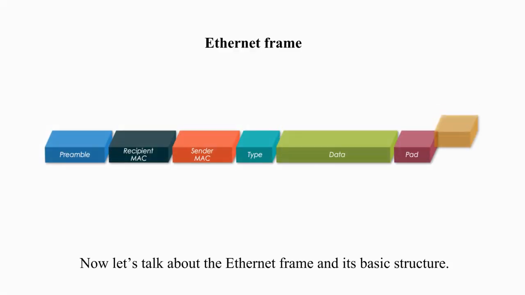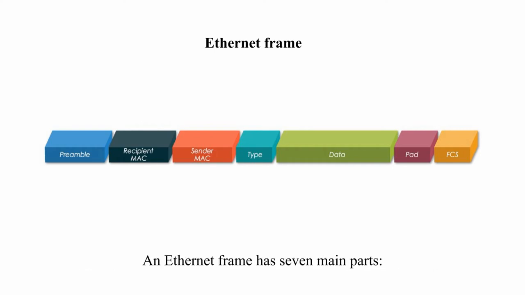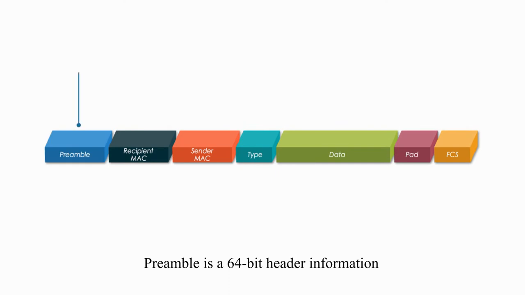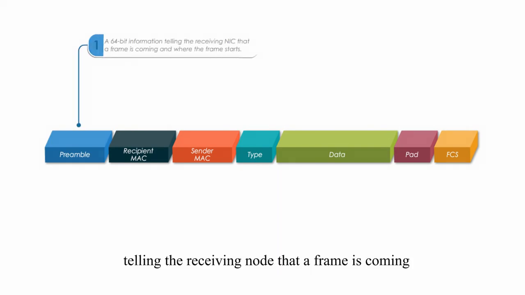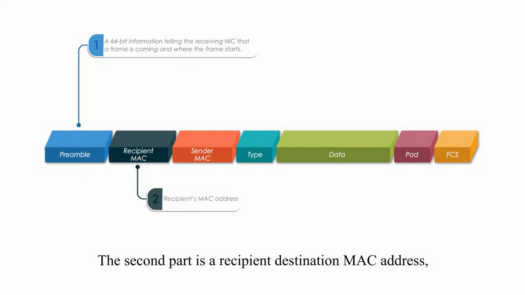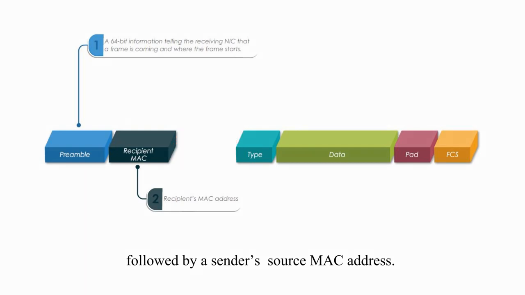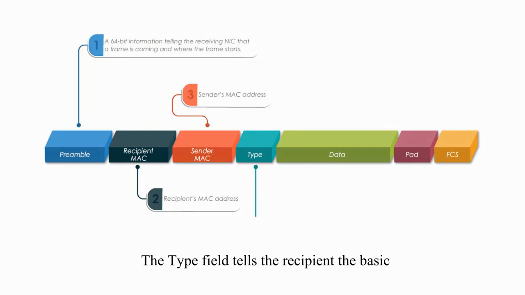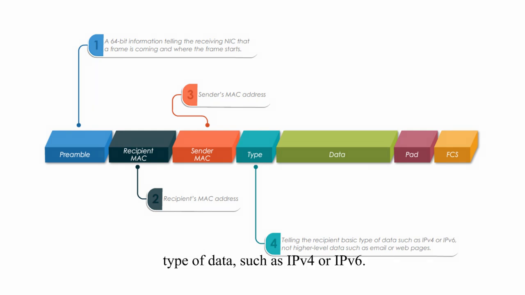Now let's talk about the Ethernet frame and its basic structure. An Ethernet frame has seven main parts: preamble, recipient MAC address, sender MAC address, type, data, pad, and FCS. Preamble is 64 bits of header information telling the receiving node that the frame is coming and where the frame starts. The second part is the recipient destination MAC address, followed by the sender's source MAC address. The type field tells the recipient the basic type of data, such as IP version 4 or IP version 6.